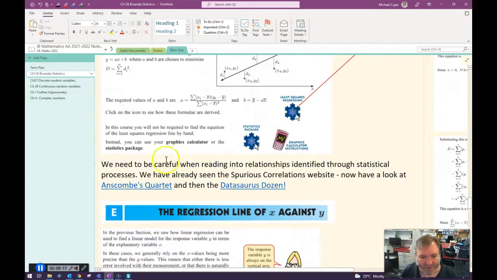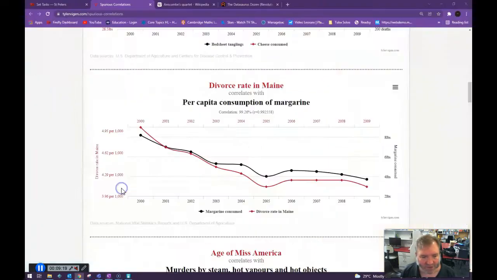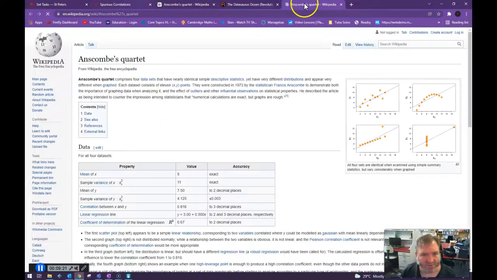Hopefully that will help. We don't want to read too much into data. We've already seen the spurious correlations. Anscombe's quartet here, these 4 particular graphs you'll see have the exact same mean, the exact variance in x. To 2 decimal places, the mean of y is the same. To 3 decimal places, plus or minus 0.003, the sample variance of the y values is the same. The correlation is correct to 3 decimal places, and they've all got a reasonably strong correlation, 0.81. The linear regression line is the same for each of them.